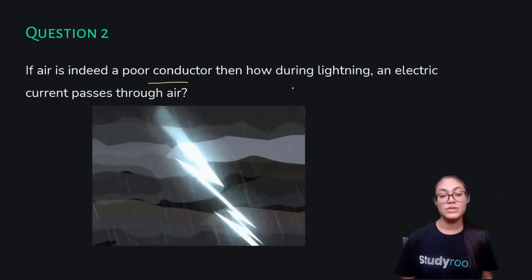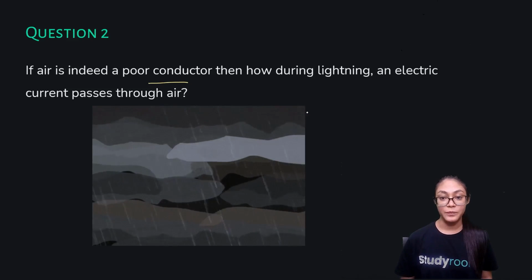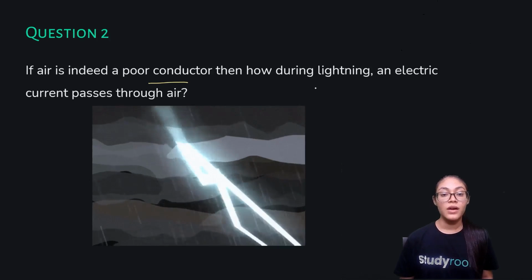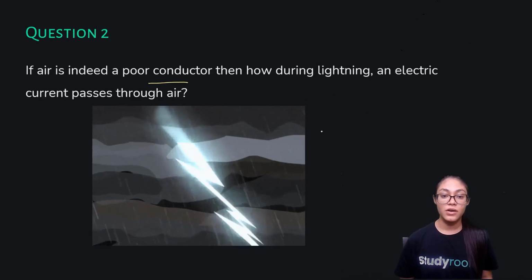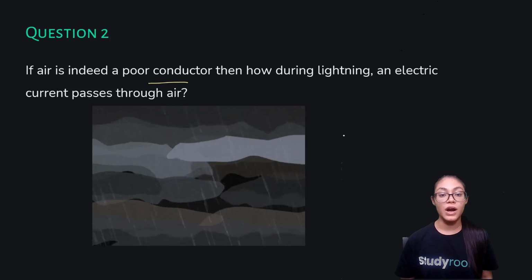The answer to this question is that air also has some electrons present in it, but the number is very small. And under certain conditions, even poor conductors become good conductors of electricity. That means it can conduct in certain conditions.